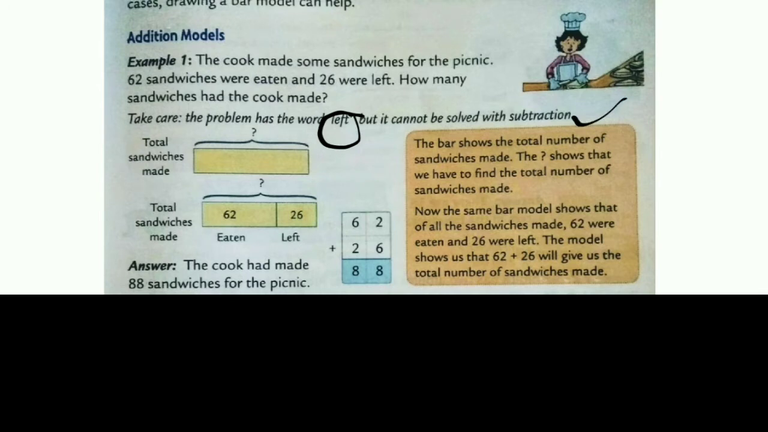See, total sandwiches made, don't know. Eaten 62, left 26. It means this much eaten and this much left. We have to find total. It means plus we will do, 62 plus 26 is 88.